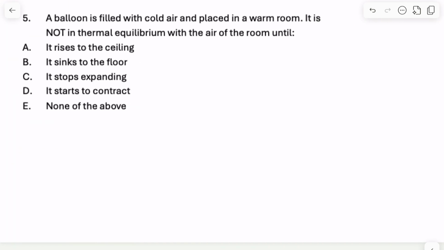Okay, for number 5: a balloon is filled with cold air and placed in a warm room. So to help us visualize, imagine this is your warm room.